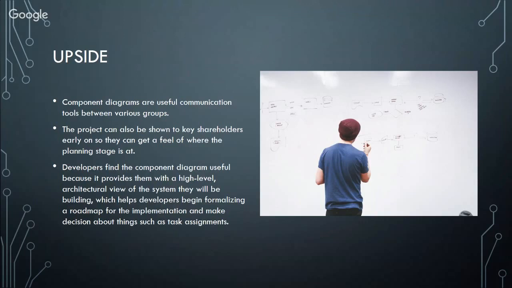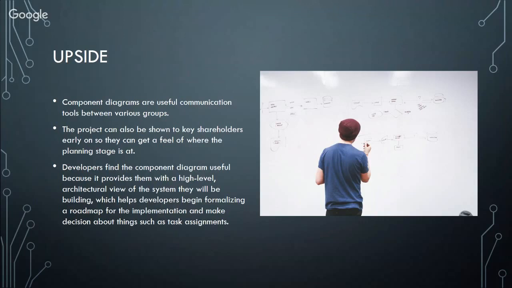This can be shown to key shareholders, so they can get a real feel of where the actual planning stage is at. This can generally put shareholders at ease because it presents an early understanding of the overall system that is being built. Also, developers find the component diagram very useful because it provides them a high-level architectural view of the system that they'll be building, so they can early on begin formalizing a roadmap for things such as implementation, and they can make decisions about how they want to assign tasks and get that done. Similar to that, system administrators find these diagrams very useful because they get an early view of the logical software components they'll be running on their systems.